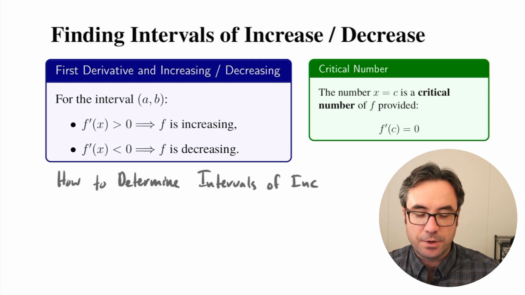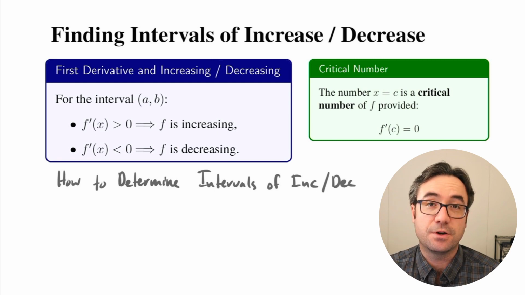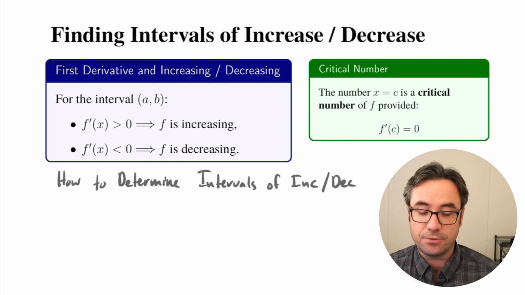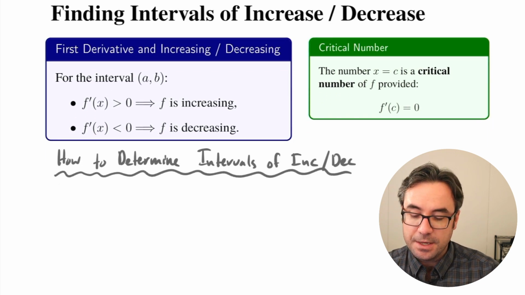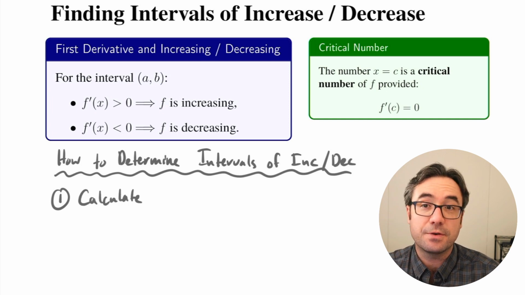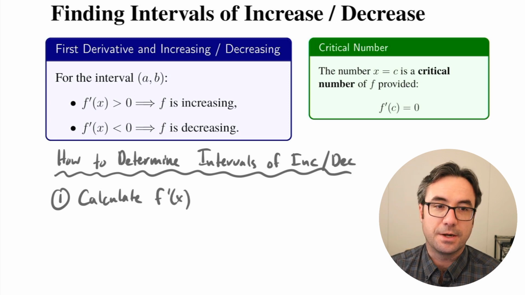So let's say we're given a function and we want to figure out what intervals that function is increasing, and what intervals that function is decreasing. Well, our first step is going to be to calculate the derivative. So we want to calculate f prime of x. All right, so that's the first thing. We've got to get our derivative.